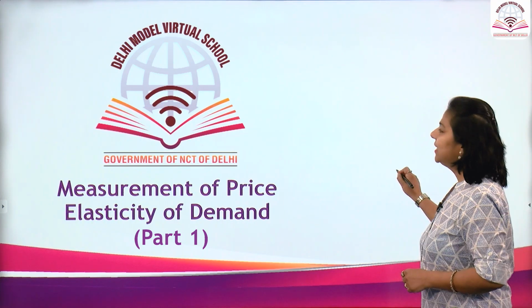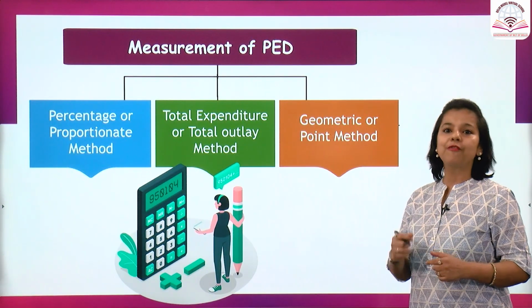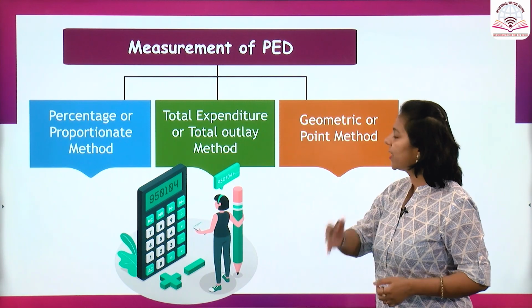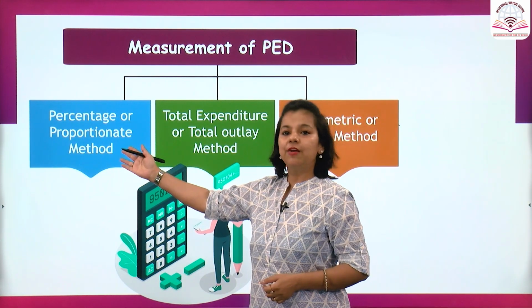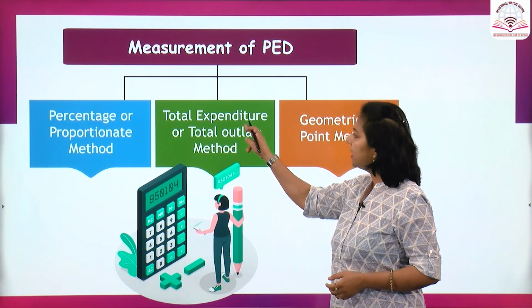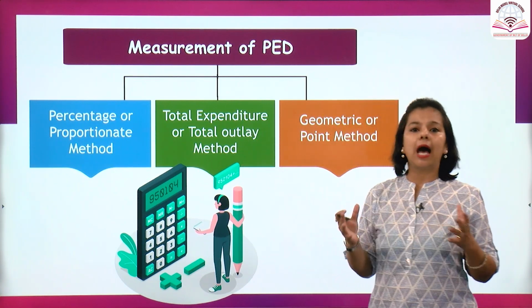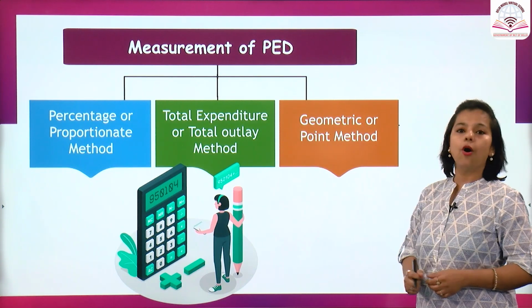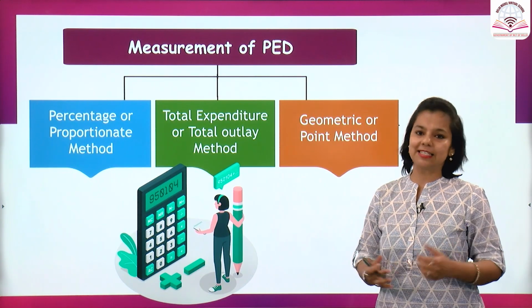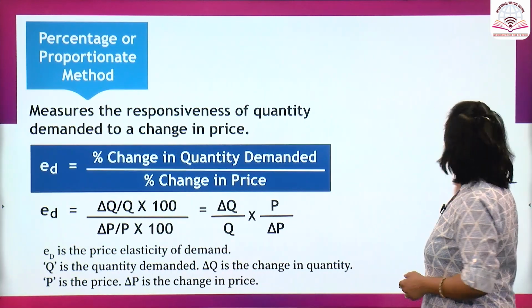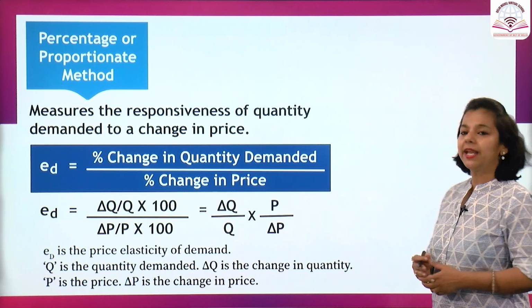So basically, there are three methods of finding out the price elasticity of demand. The first one is percentage method, which is also known as proportionate method. And the second is total expenditure or total outlay method. And the third one is geometric method or point method. Let's discuss the first one in detail now. This one is percentage method or proportionate method.